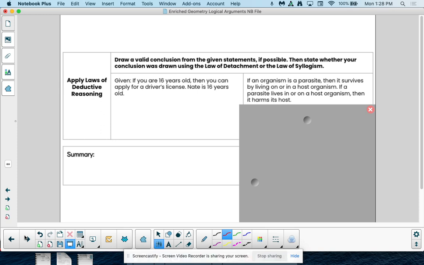Now we're given the situation, folks, and we have to decide if we can draw a valid conclusion using either law. All right. So it says, given if you are 16 years old, then you can apply for a driver's license. Nate is 16 years old. Can we make a conclusion from that? Yeah, he can apply for his driver's license.